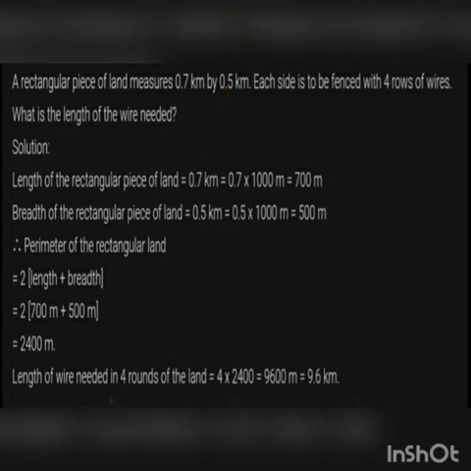Now, in order to remove the decimal place, we are converting this kilometer into meter. So, 1 kilometer is 1000 meters. So, 0.7 into 1000 meter, you will get 700 meter. The same way, the breadth also, converting 0.5 into 1000 meter, you get 500 meter. Just to make our calculation easy, to remove the decimal point, we are converting kilometer to meter.